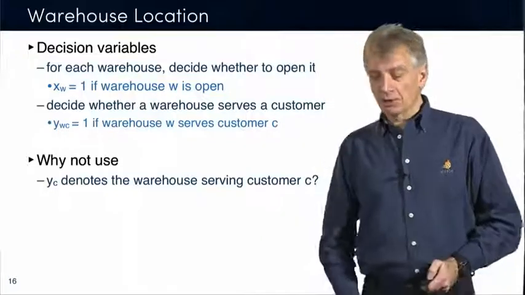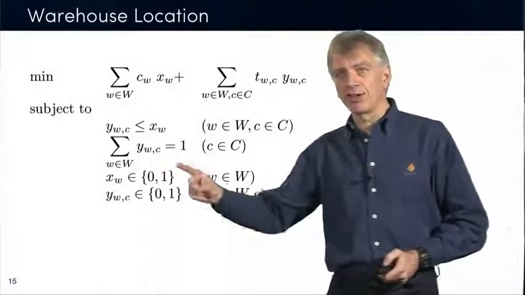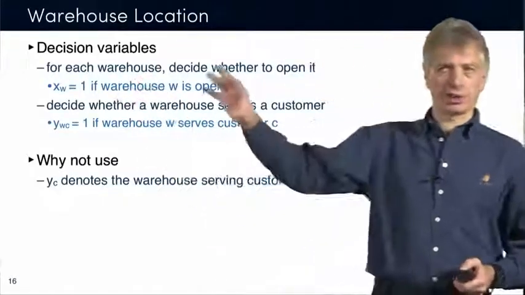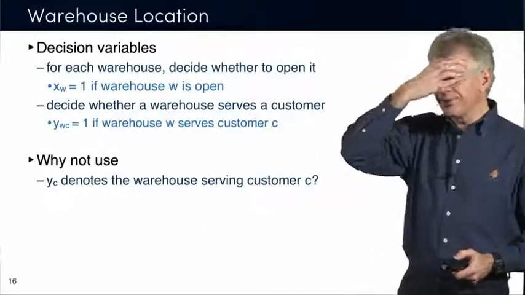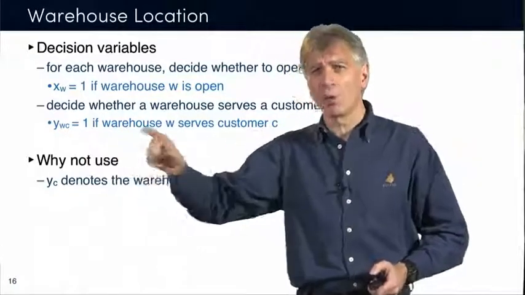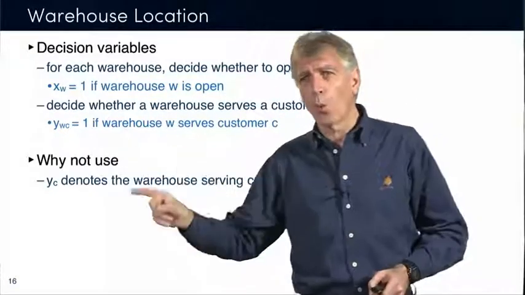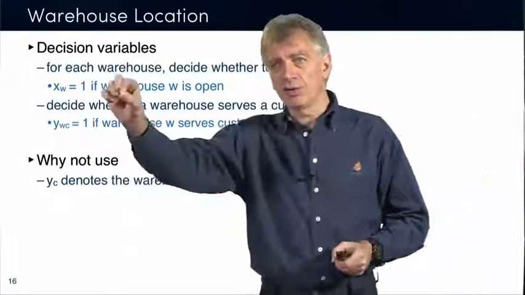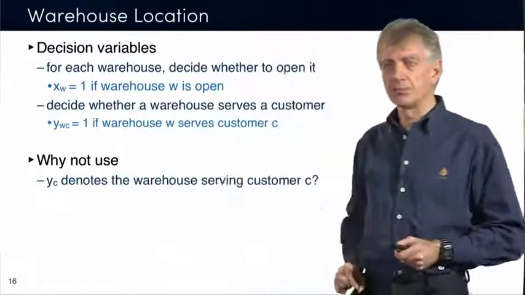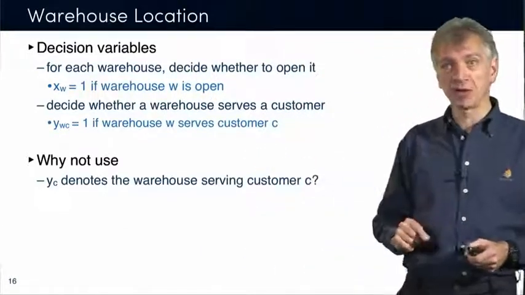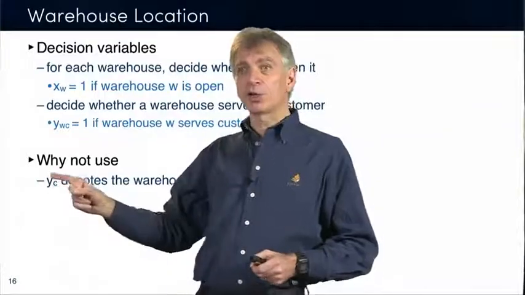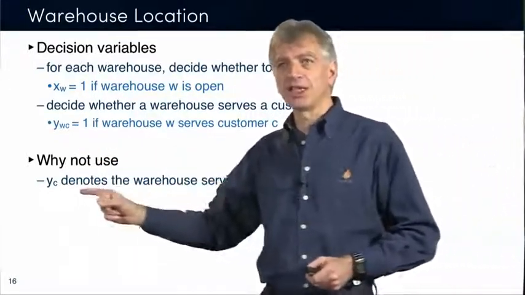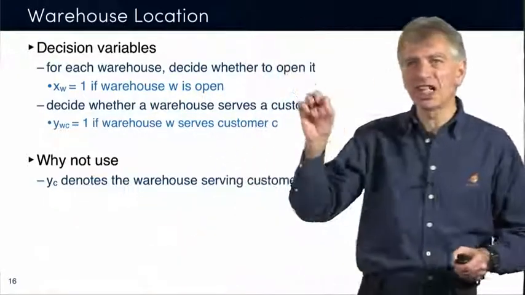So it's interesting when you look at these models that the variables here are 0, 1. And I'm going to come back to that. But we could have another model where, instead of having all these 0, 1 variables YWC for all the warehouses, why don't I have simply a variable YC which denotes the warehouse that is serving customer C? Now this is a question for you. Try to build a MIP model using a decision variable which is YC, and see what the challenges are.